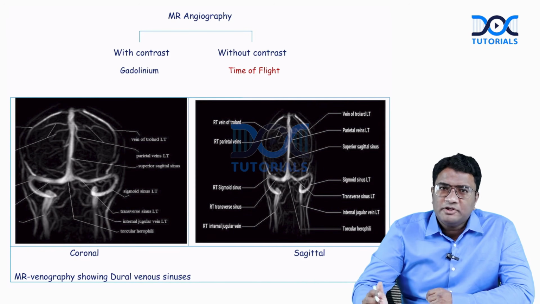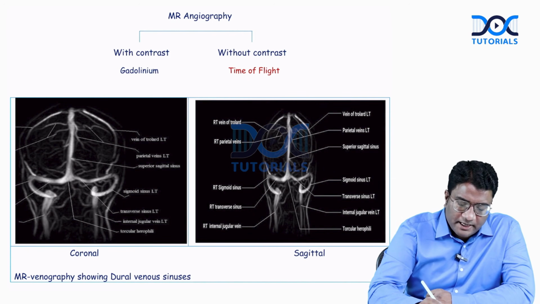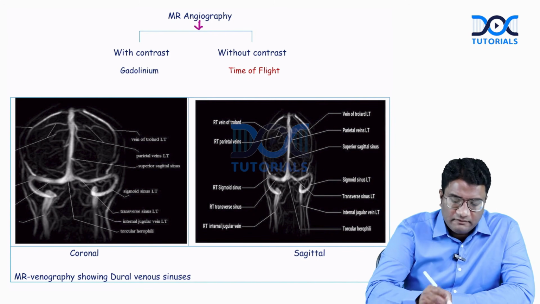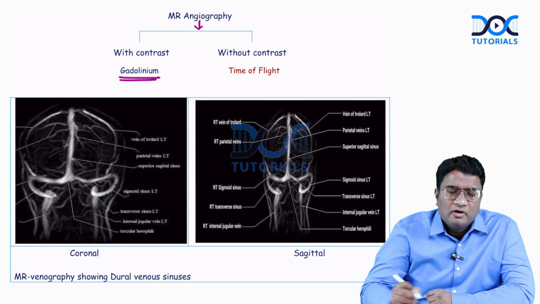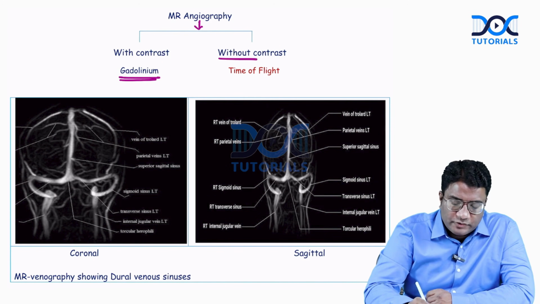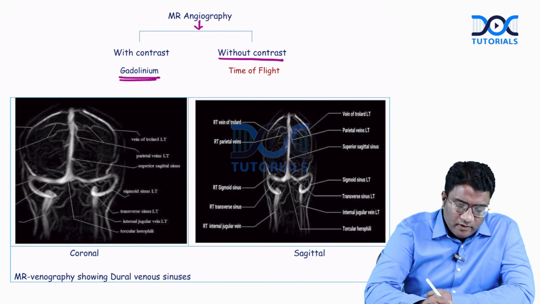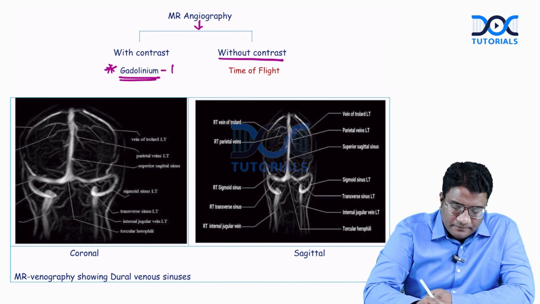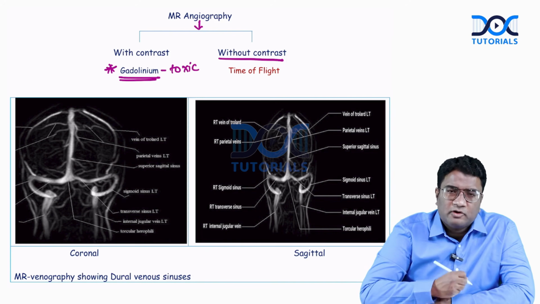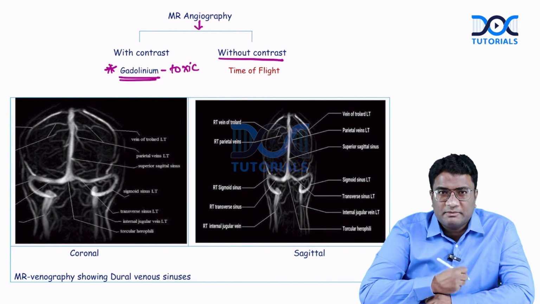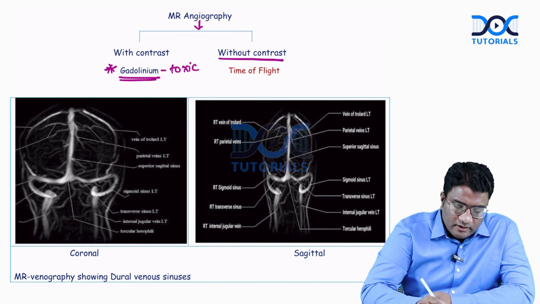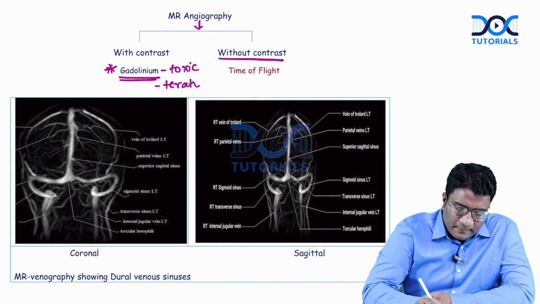The imaging of the vessels by MRI, the MR angiography, can be done by either giving gadolinium contrast or without contrast also. Remember, gadolinium is toxic. It cannot be given in kidney pathologies. It produces nephrogenic systemic fibrosis. And gadolinium is teratogenic. You cannot give it in pregnancy, right?